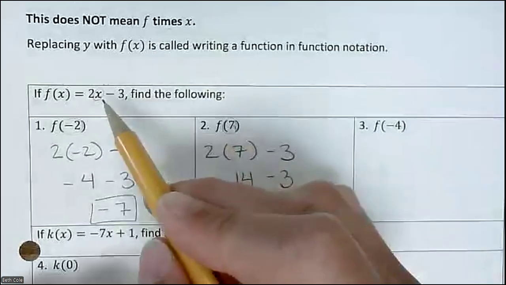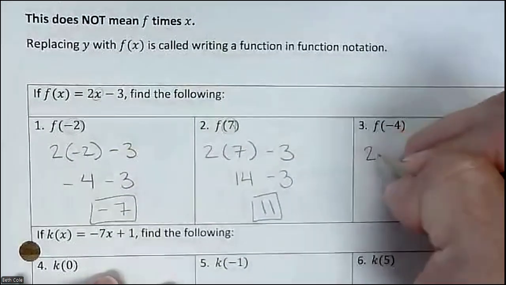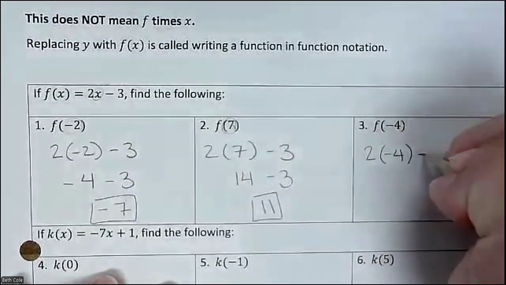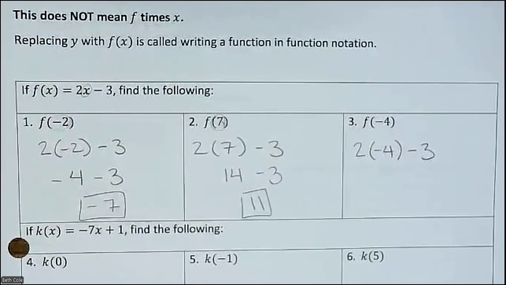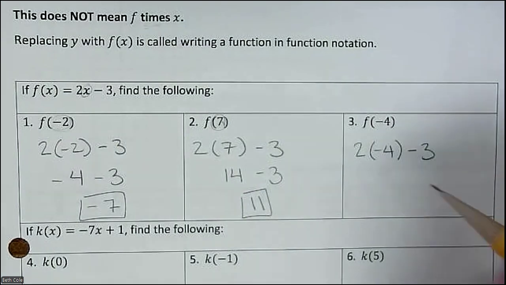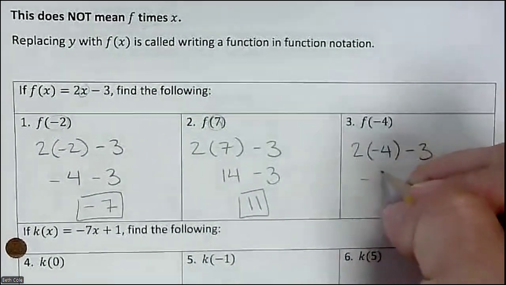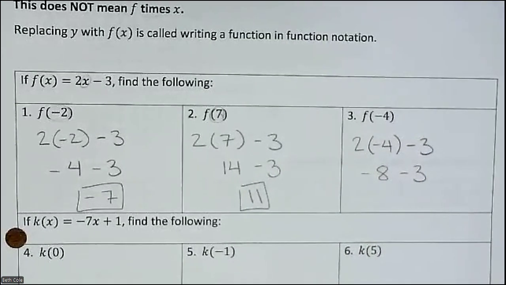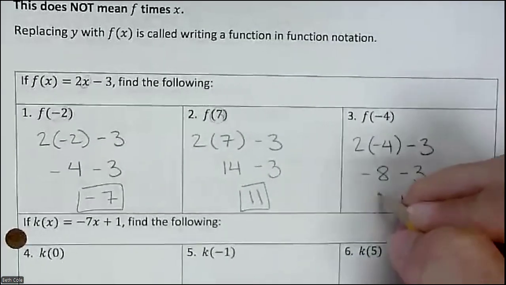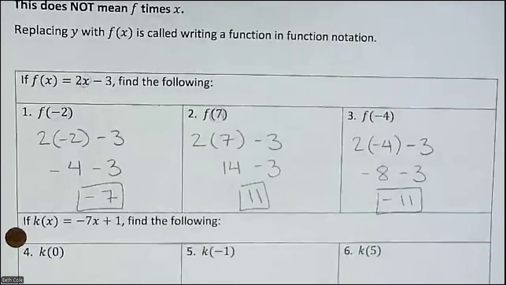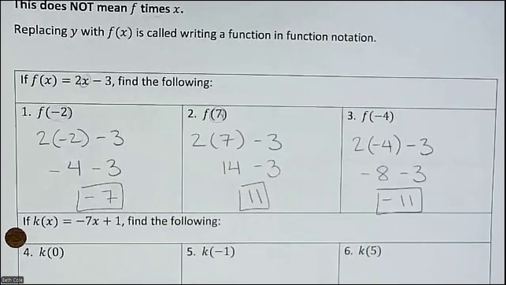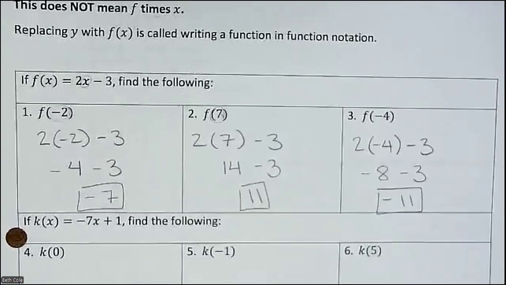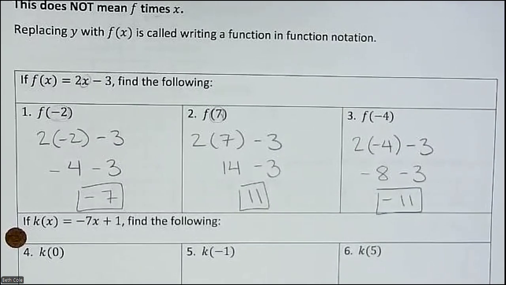So let's try one more. We're going to plug in negative 4 for x. So it's going to be 2 times negative 4 minus 3. So what would be 2 times negative 4? Negative 8. Good. Negative 11. Wait, did I do that right in my head? Yeah. Okay. Now, I want to show you how you can actually type this in the calculator.